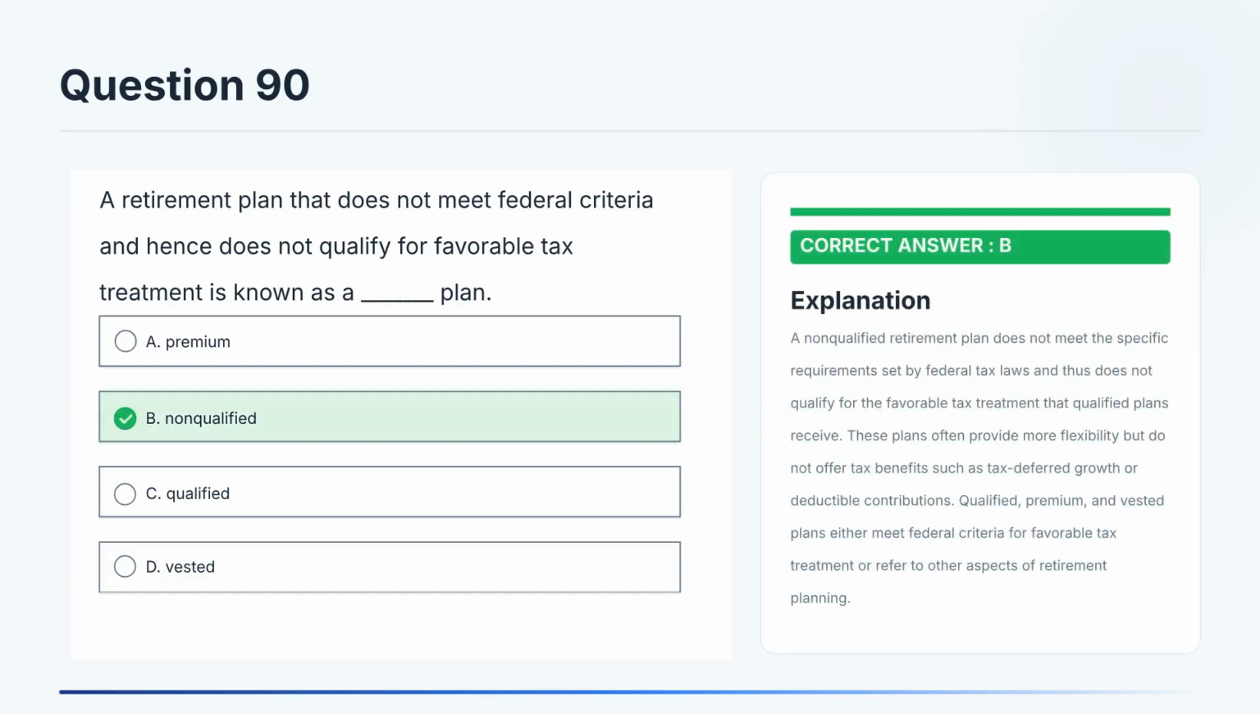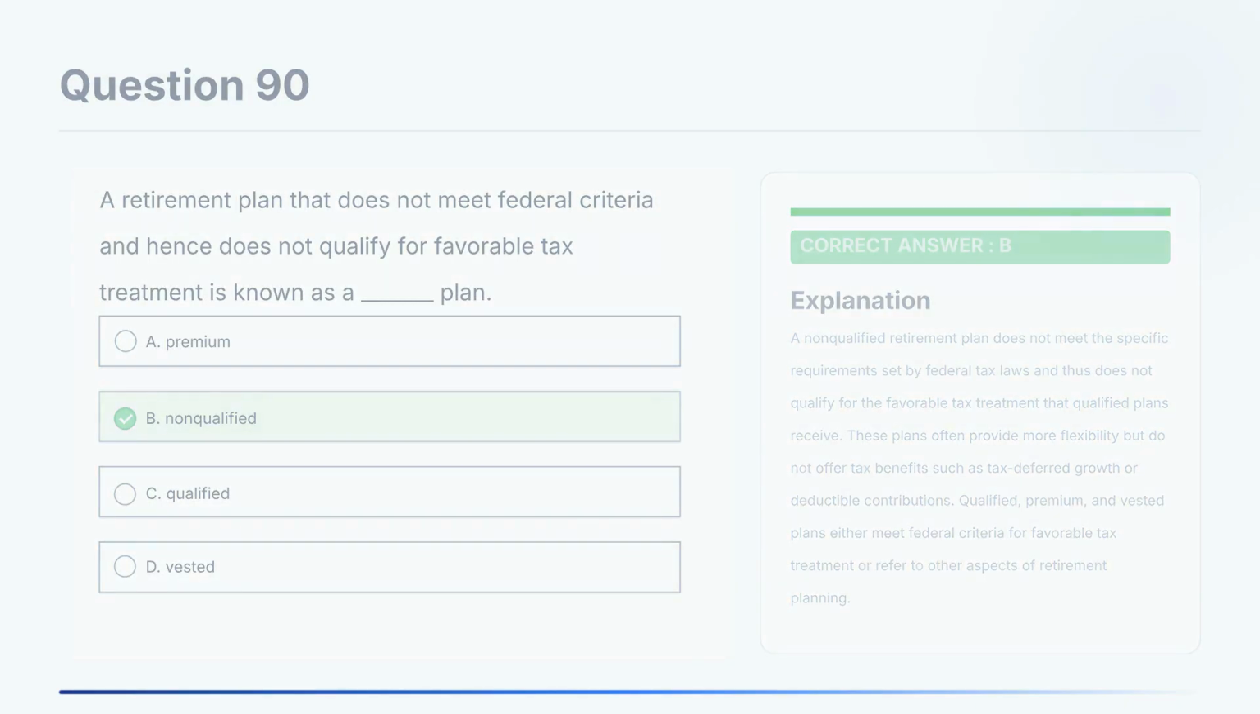The correct answer is B. Non-qualified. A non-qualified retirement plan does not meet the specific requirements set by federal tax laws, and thus does not qualify for the favorable tax treatment that qualified plans receive. These plans often provide more flexibility, but do not offer tax benefits, such as tax-deferred growth or deductible contributions. Qualified, premium, and vested plans either meet federal criteria for favorable tax treatment or refer to other aspects of retirement planning.